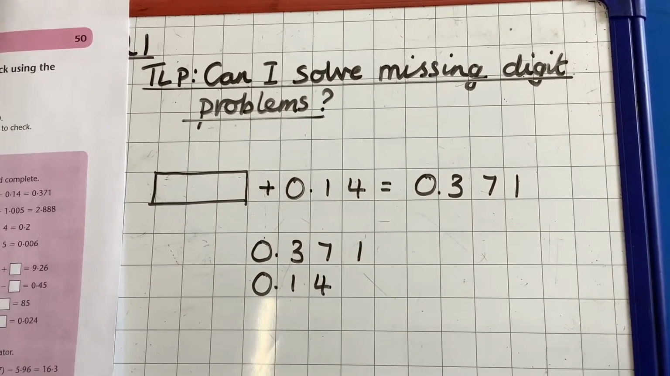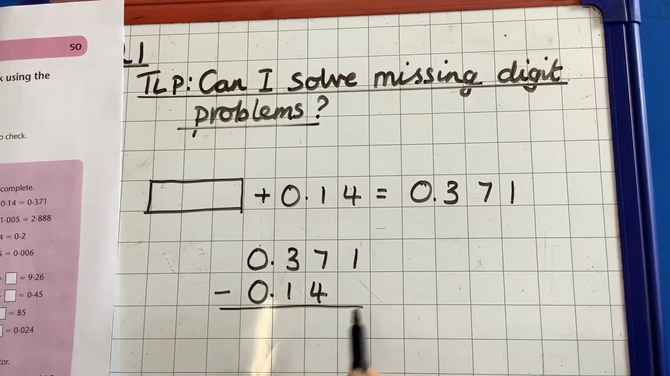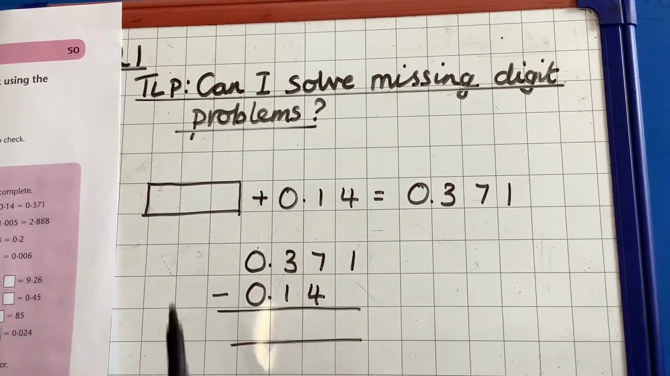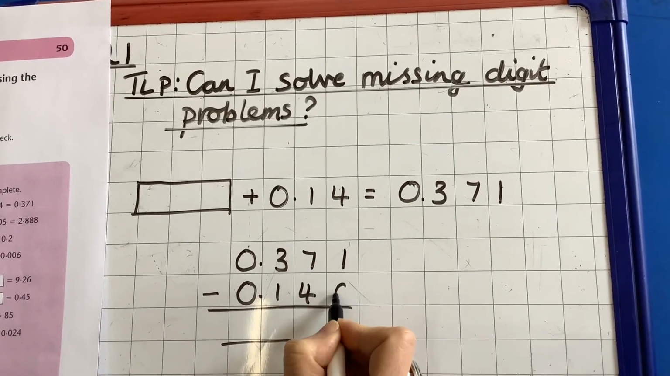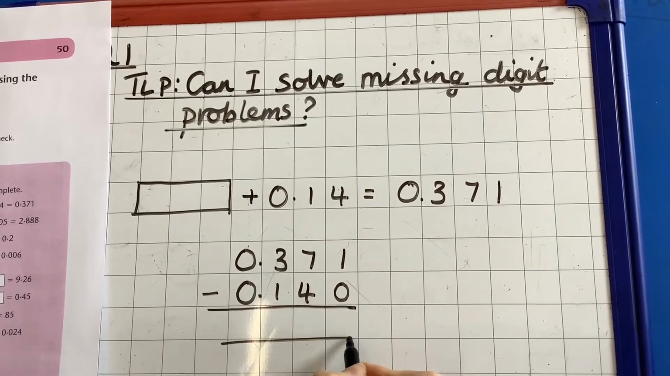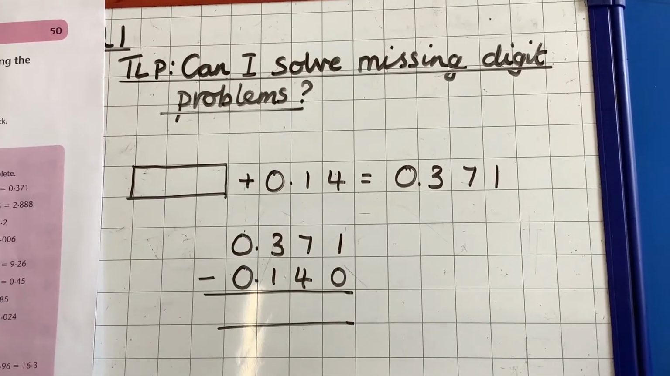So it looks a little bit strange, doesn't it, lined up like that? But I've made sure that I've lined up my decimal points. So again, I'm going to do the inverse operation to try to calculate. So I'm going to put a 0 in here just to help me as a placeholder. Mrs. Stubbs mentioned a placeholder. I'm just going to hold that place, okay?